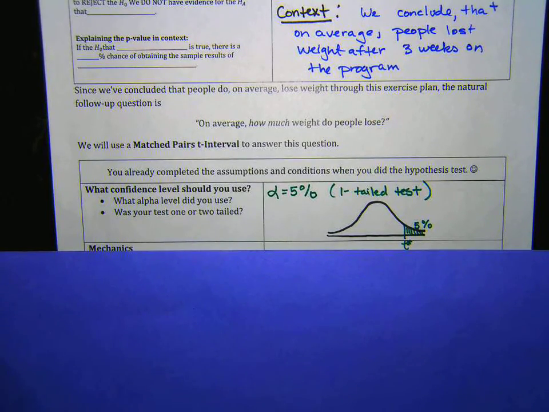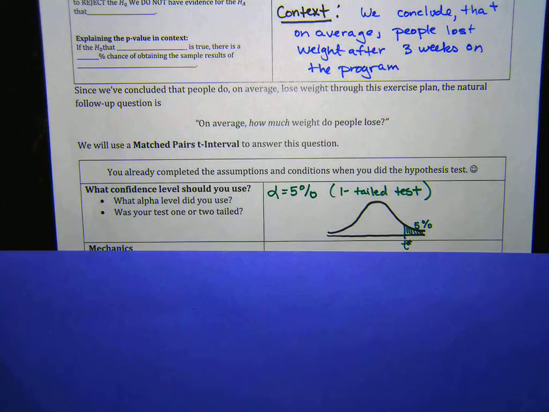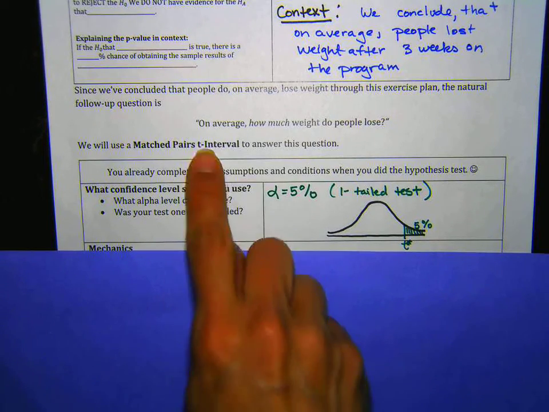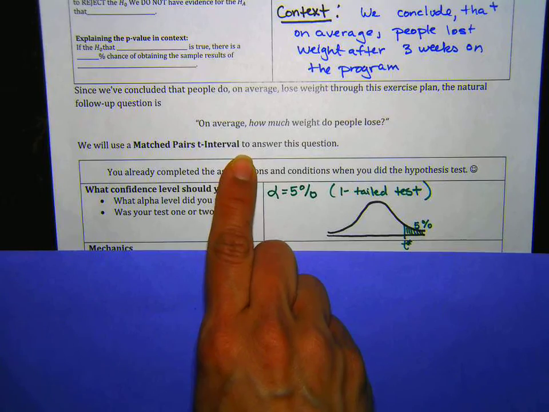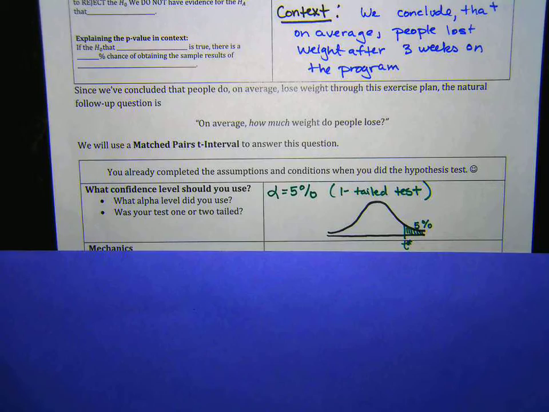The follow-up question on this worksheet connects inference tests to confidence intervals. Since we've concluded that people do on average lose weight through this exercise plan, the natural follow-up question is, well, on average, how much weight do people lose? We can use a matched pairs T interval, a confidence interval, to answer this question. The good news is we've already met all of the assumptions and conditions when we did the hypothesis test. Don't need to go through those again.